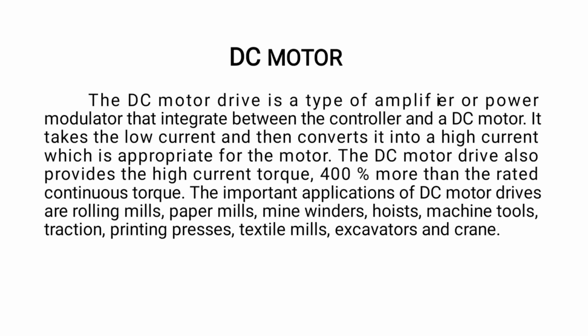The DC motor drive is a type of amplifier or power modulator that is integrated between the controller and the DC motor. It takes a low current and converts it into a high current, which is appropriate for the motor. The DC motor drive also provides a high current torque, that is 400% more than the rated continuous torque. The important applications of DC motor drives are rolling mills, paper mills, mine winders, hoists and machine tools, traction, printing presses, textile mills, and excavators and cranes.